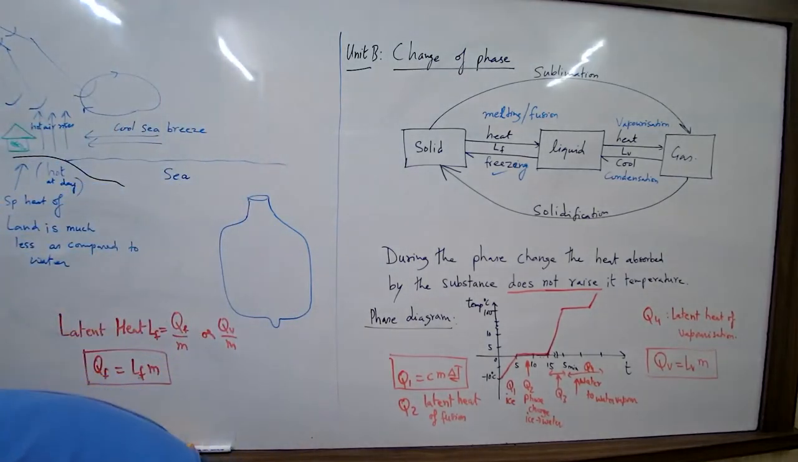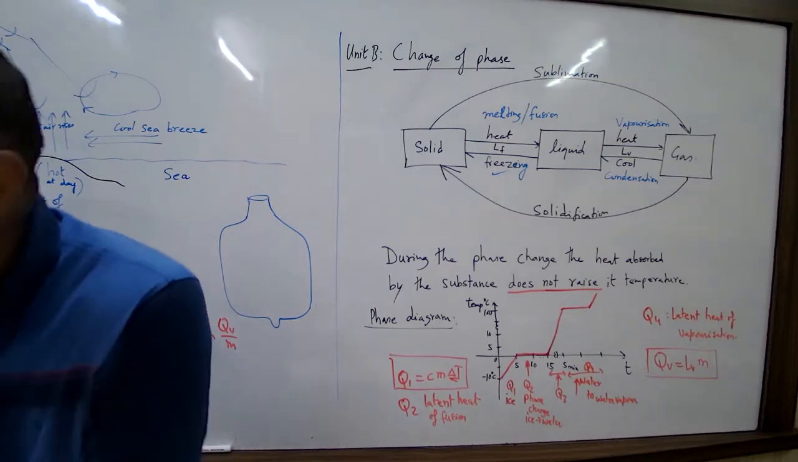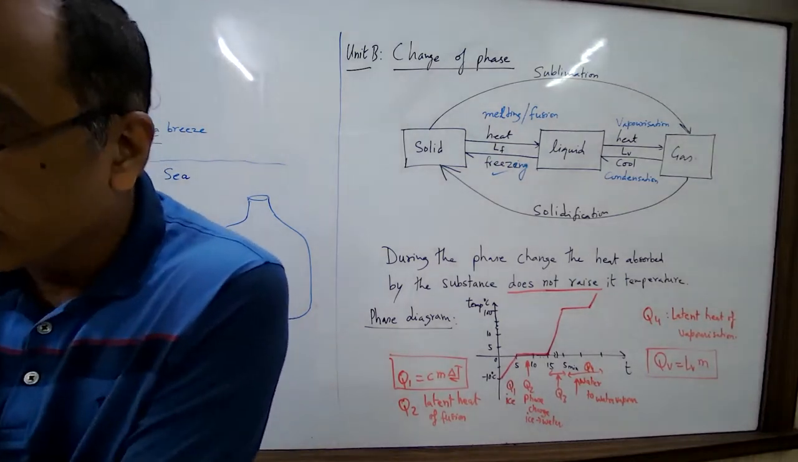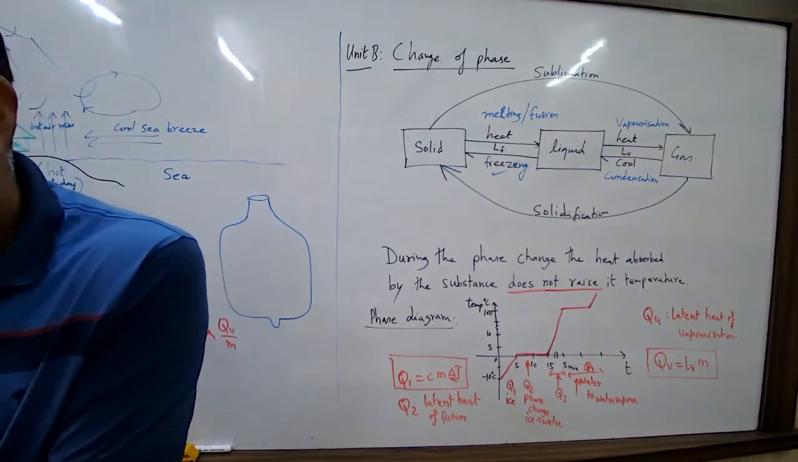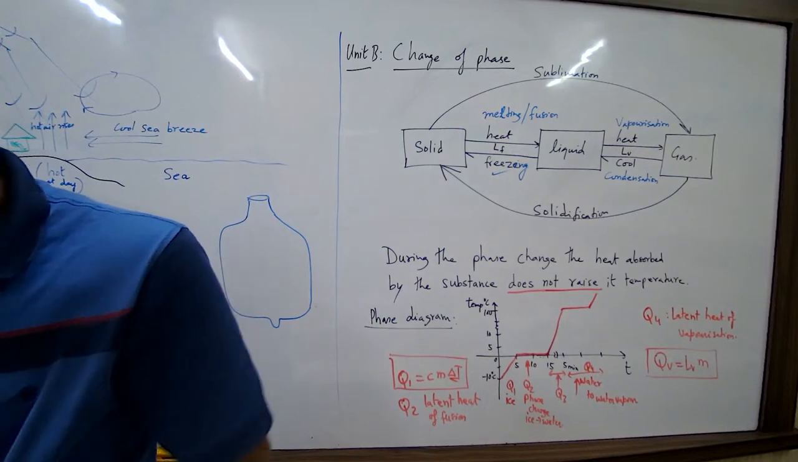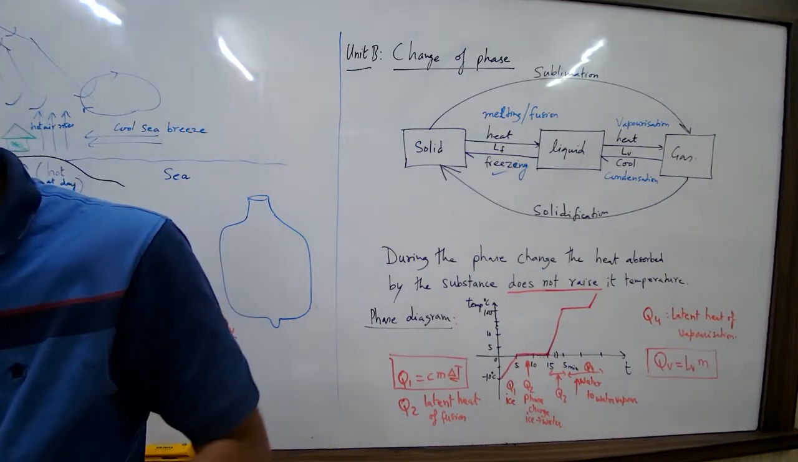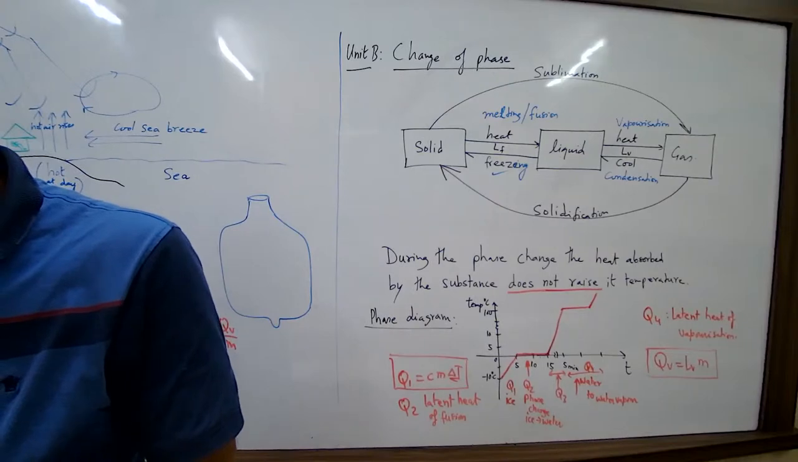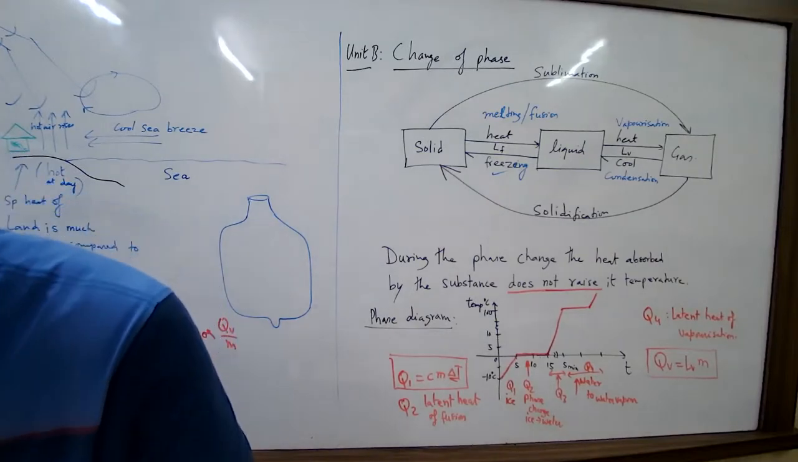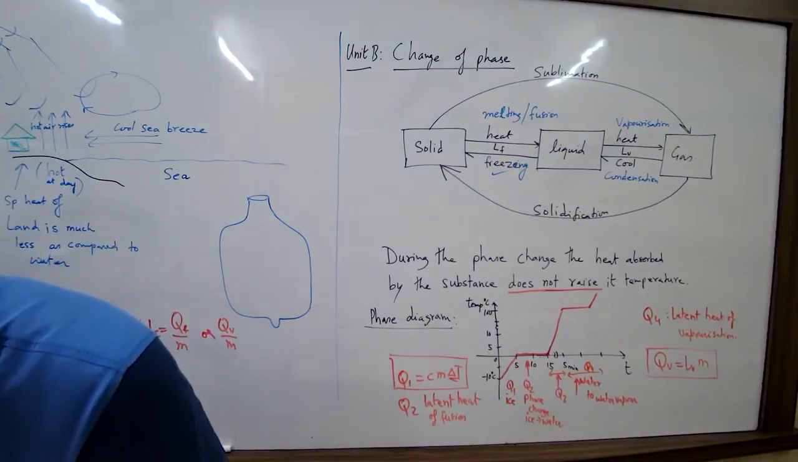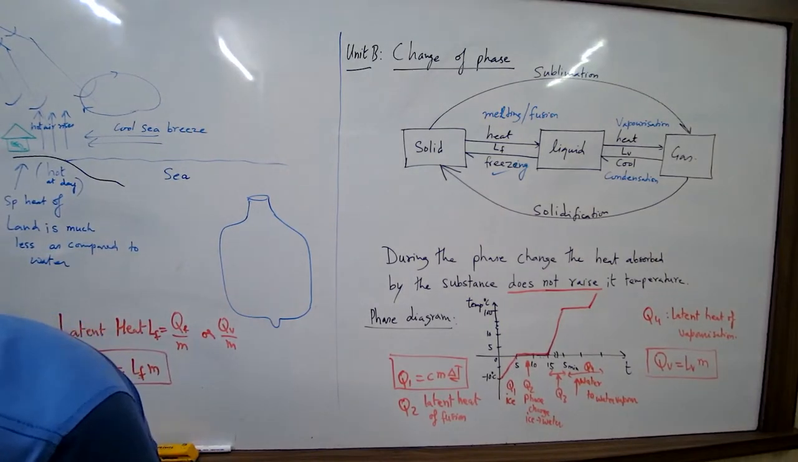Wait, which will cool the drink quickly? The question was which will cool the drink quickly? The ice cubes, because the ice water has already been converted after absorbing so much heat. So when there are ice cubes, the bottles will be cooled quickly. Understood?